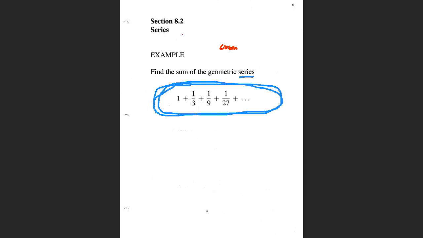Okay, any geometric series has a common ratio. And we call this common ratio R. Now, if we wanted to find the common ratio, let me show you how we would do this.